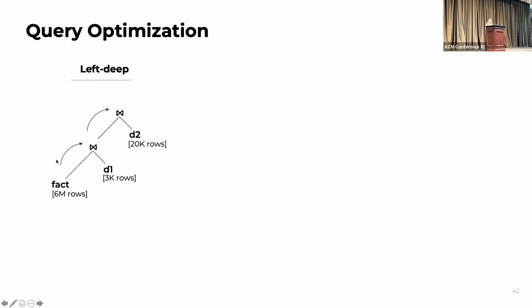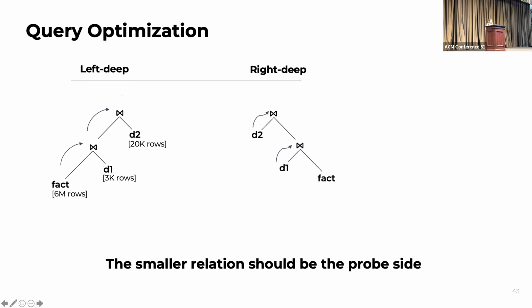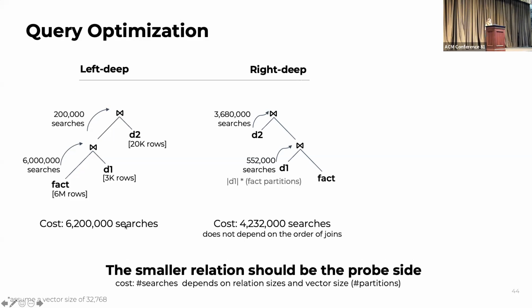This would typically be the plan for a CPU, because what is shown on the right side of a join is basically being probed by the left side. Then I'm showing here a right-deep plan, which is what I was intuitively hinting at in the previous slide. We store the larger table, or a chunk of the larger table, into CAPE and then probe from the smaller table. And we see that, yes, the number of searches, which is the dominating cost in CAPE, is improved in the right-deep plan.